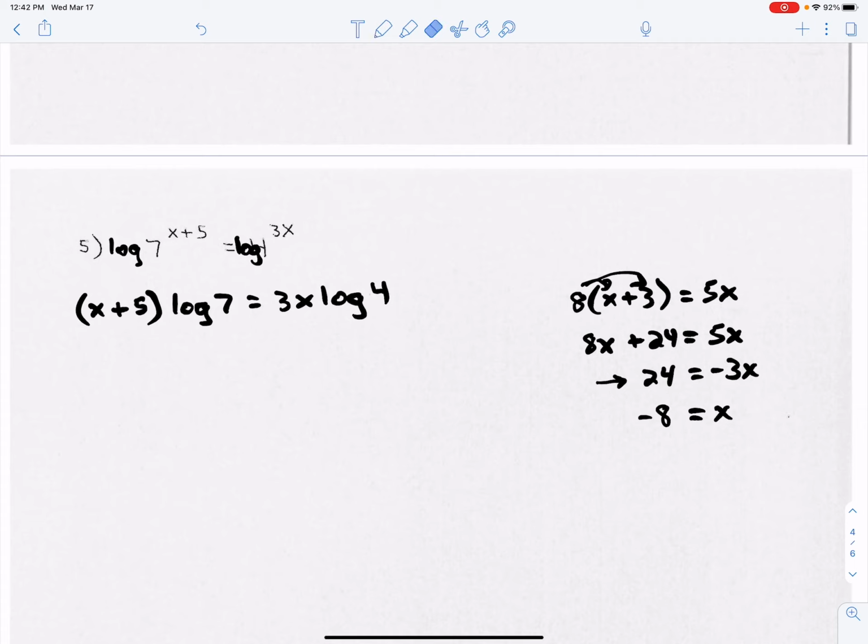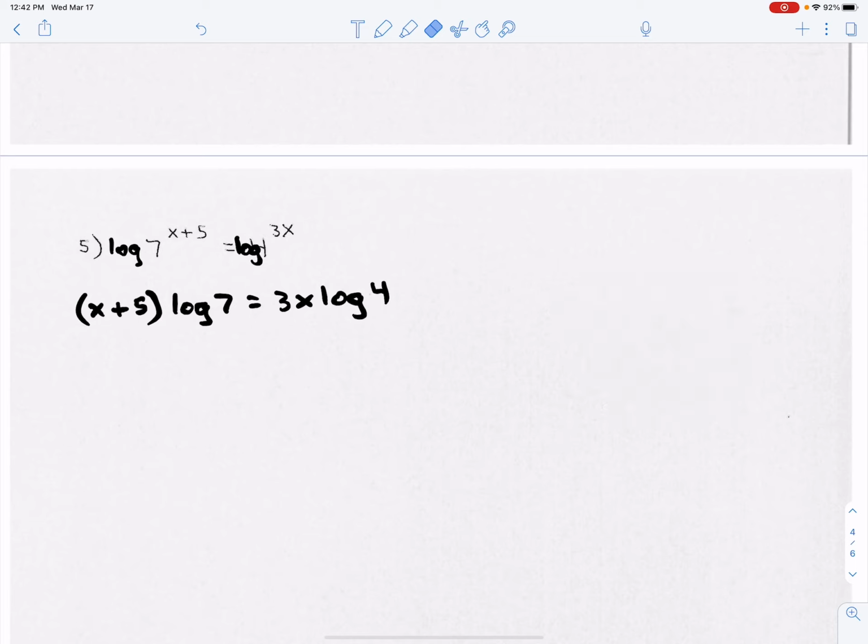Okay. So, what am I going to do? I'm going to distribute the log of 7. Now remember, you can't distribute the word log, but I'm not distributing the word log. I'm distributing the log of 7, which represents a number. So I'm going to take that and give it to each one. And what we get is x log of 7 plus 5 log of 7 equals 3x log of 4.